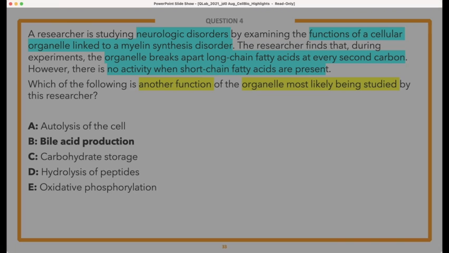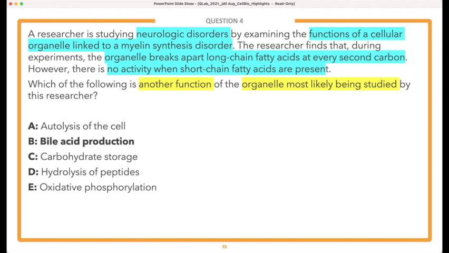Let's take a look at the other answer choices and why those would be incorrect. Oxidative phosphorylation is the process of making ATP. That occurs in the mitochondria, not the peroxisome. Answer choice D, hydrolysis of peptides. This occurs in proteasomes. Proteins can be marked for degradation by ubiquitin, and then they enter into a proteasome, which hydrolyzes proteins into peptide fragments. Answer choice C, carbohydrate storage. This would be potentially the smooth endoplasmic reticulum. This is not responsible for fatty acid oxidation.